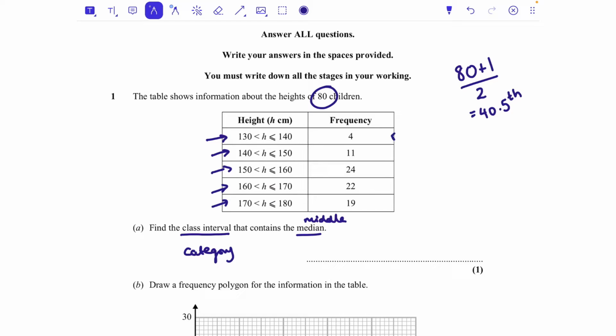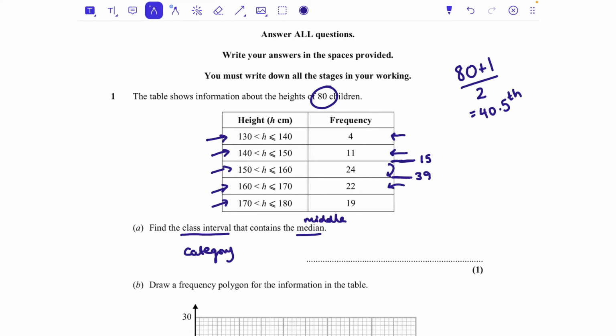So the first 4 children, the shortest, are in this first category. We've not got to the 40th child yet. And then there's 11 more children, and that means that up to this point there have now been 15 children. So we still haven't got to the 40th child yet. And then there are another 24 children. So up to this point we've then had 39 children so far.